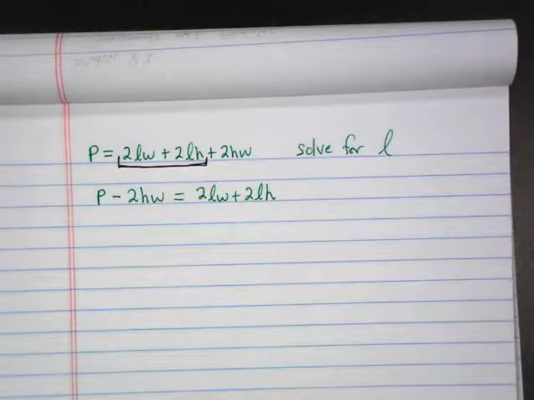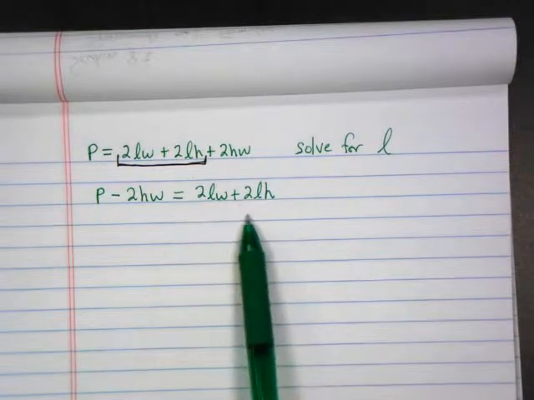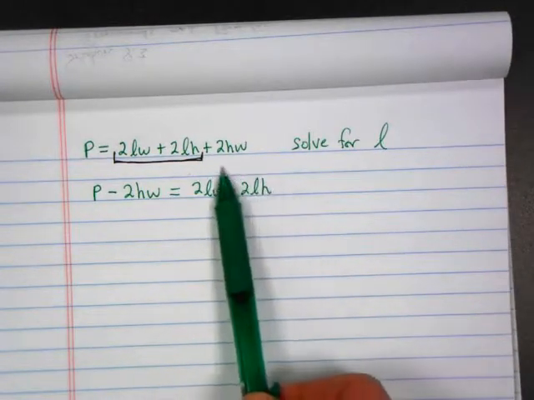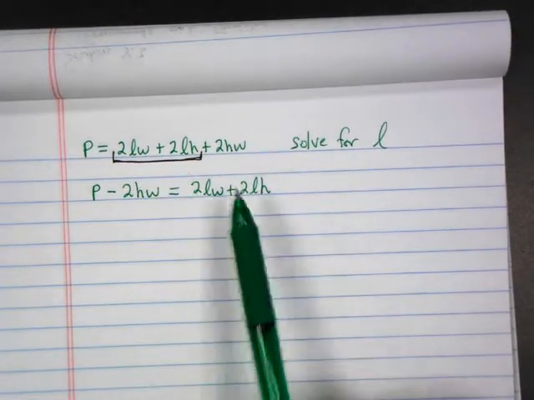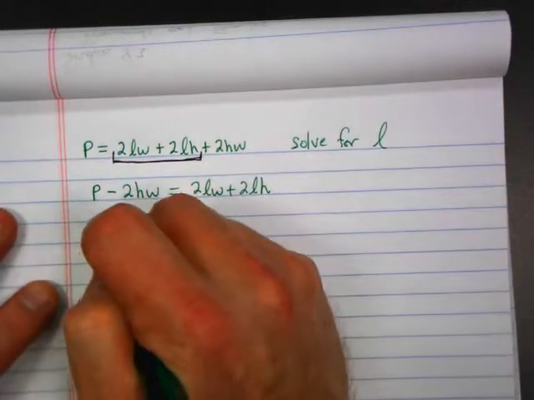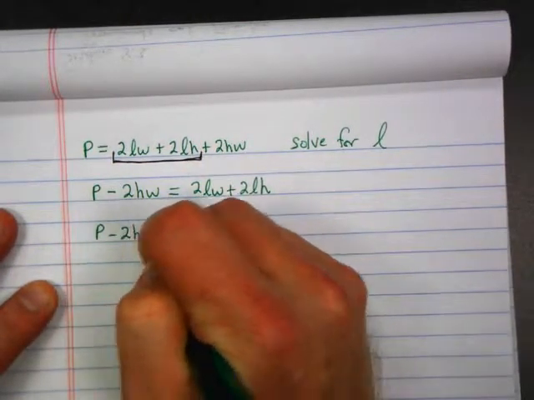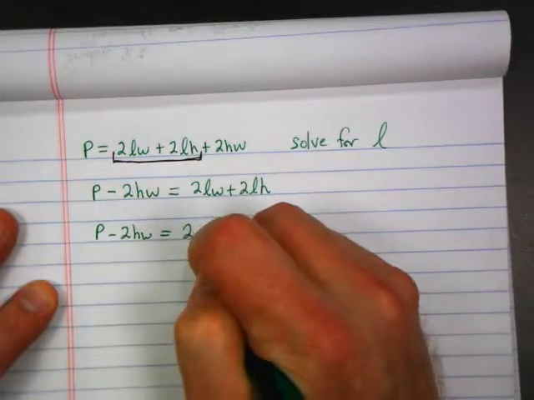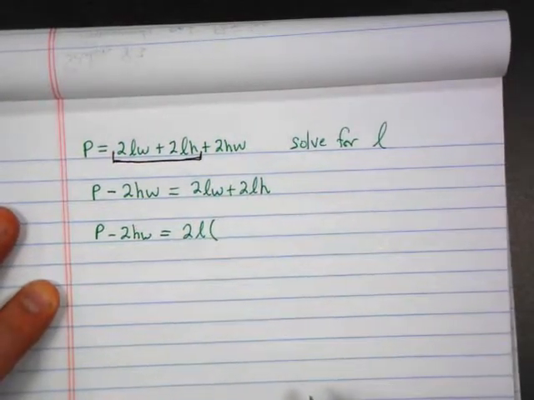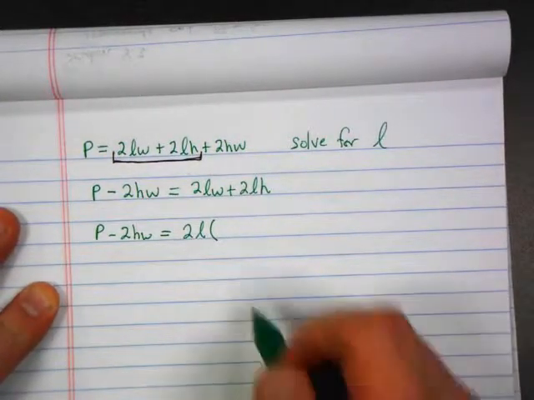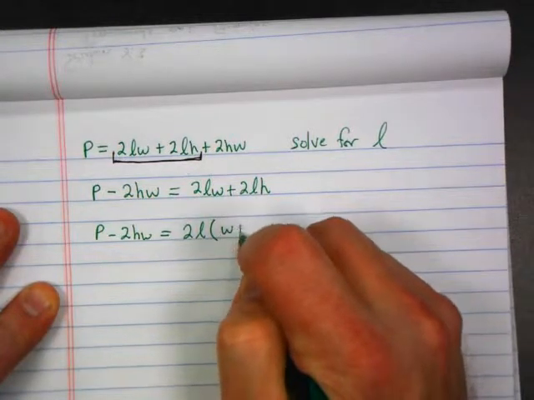So if I'm trying to solve for L, I get all the L things on one side, all the not L things on the other. So I do add or subtract as needed. Now I think I can factor, because looking at my right hand side, I think I have a GCF. What's my GCF? 2L. So I'm going to have P minus 2HW equals, I take out 2L, what's left over? W plus H.